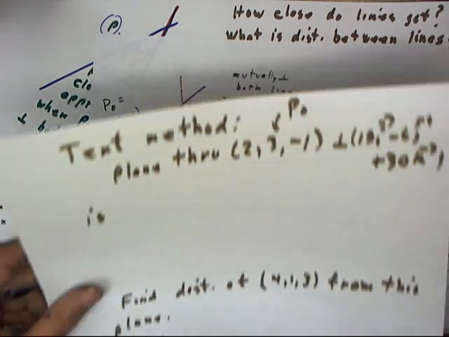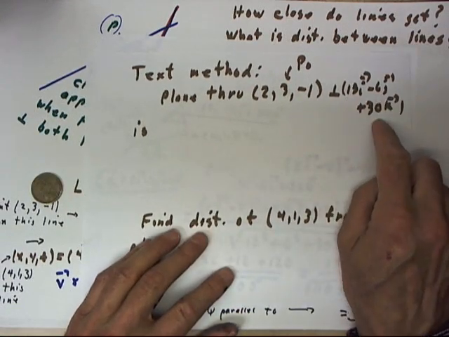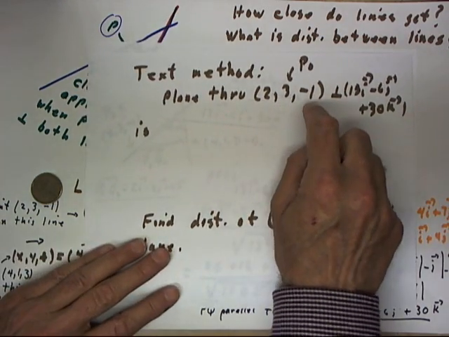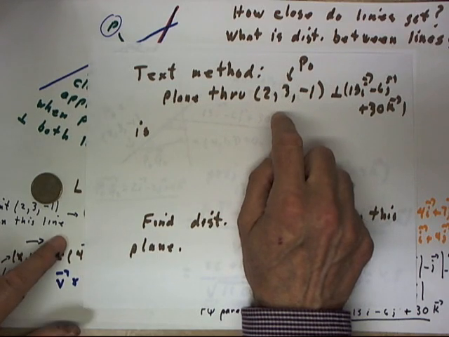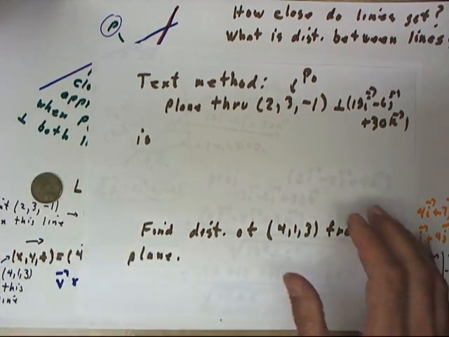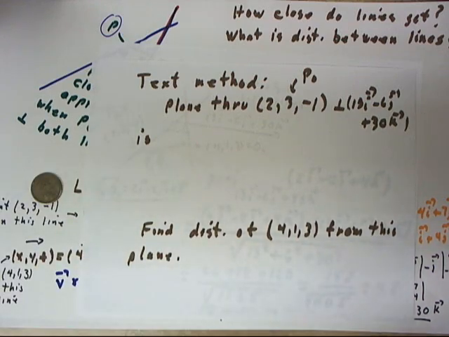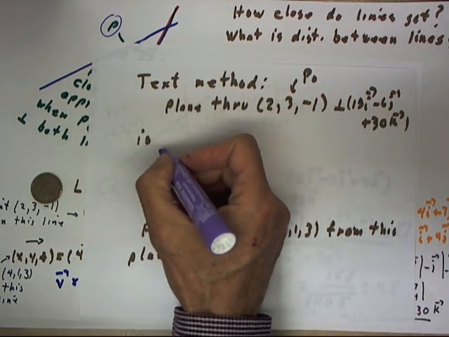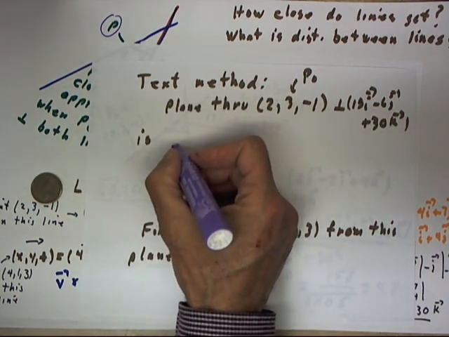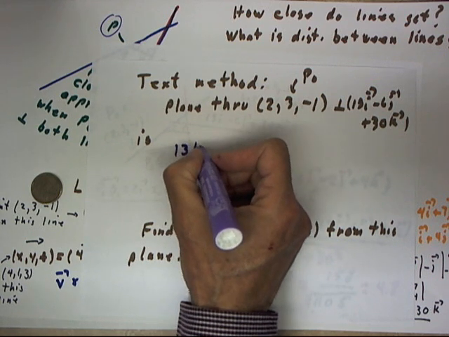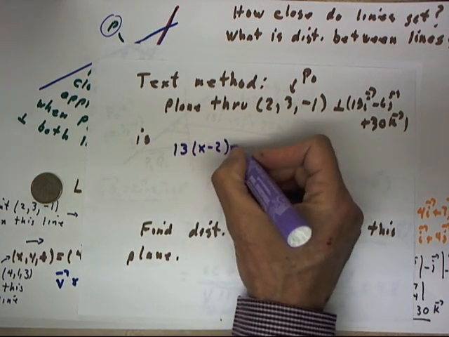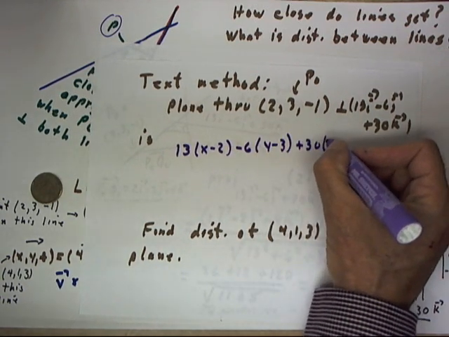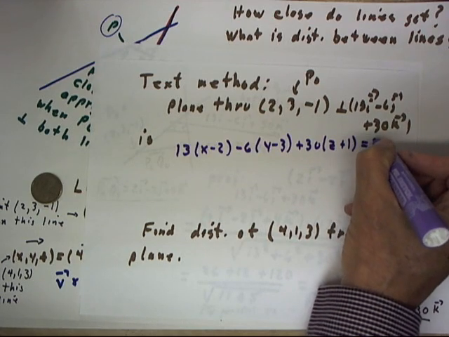So what we do with that is we take that vector that's mutually perpendicular and we find the equation of the plane through (2, 3, -1), which is the point P naught on the first line. And that equation is very easy to determine. We can simply read it off if we are familiar with the equation of a plane. And that's going to be 13 times (x minus 2) minus 6 times (y minus 3) plus 30 times (z plus 1) equals 0.